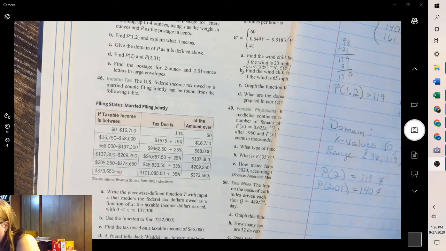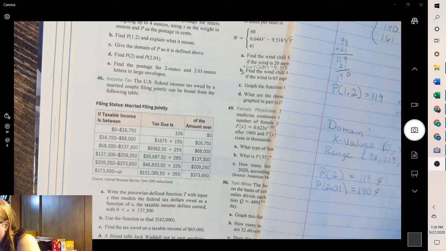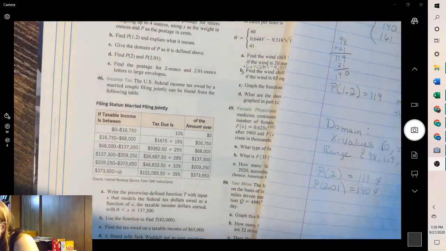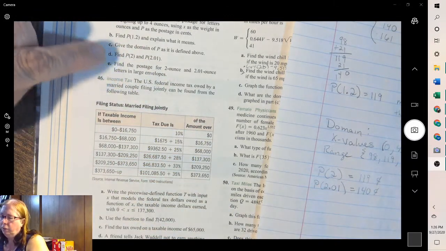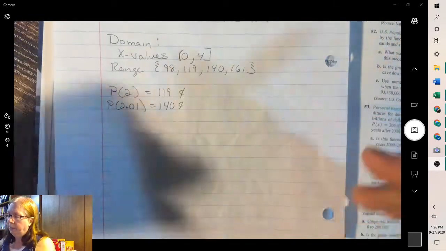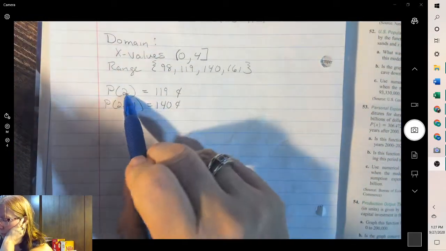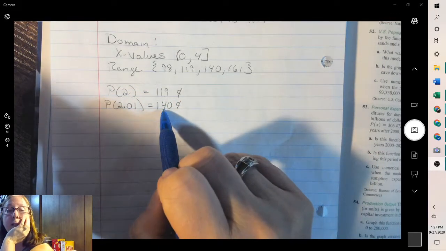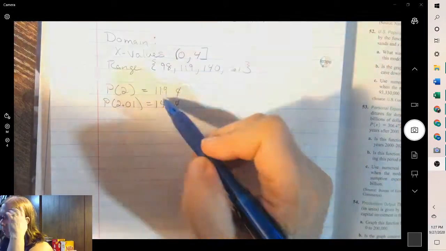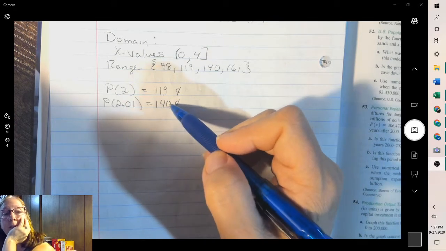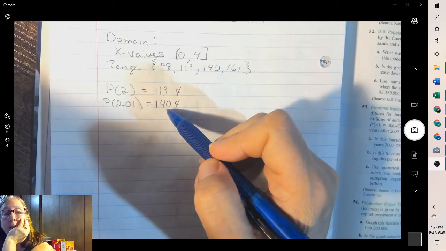Find the postage for a 2 ounce letter. Okay, that's the same thing we did. They want you to understand that those two things mean the same thing. That when we plugged it in, that told us if we have a 2 ounce letter, it's 119 cents, but if we go a little bit over, it's 140 cents. And that might not matter when you're sending one envelope, but if you're sending 300 wedding invitations, that extra makes a lot of difference.